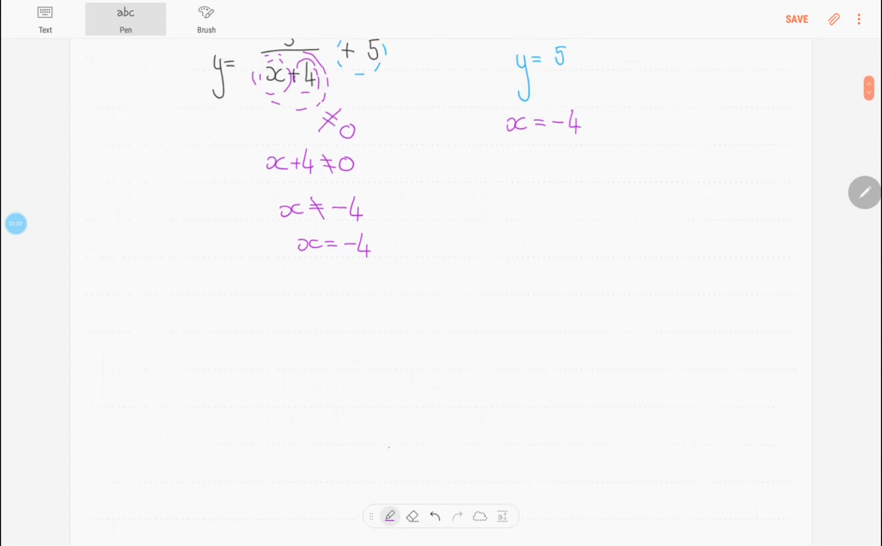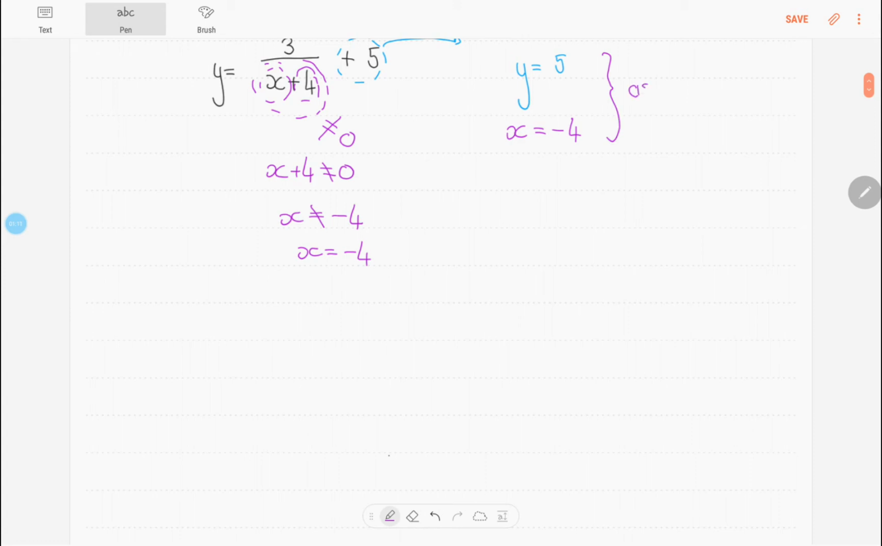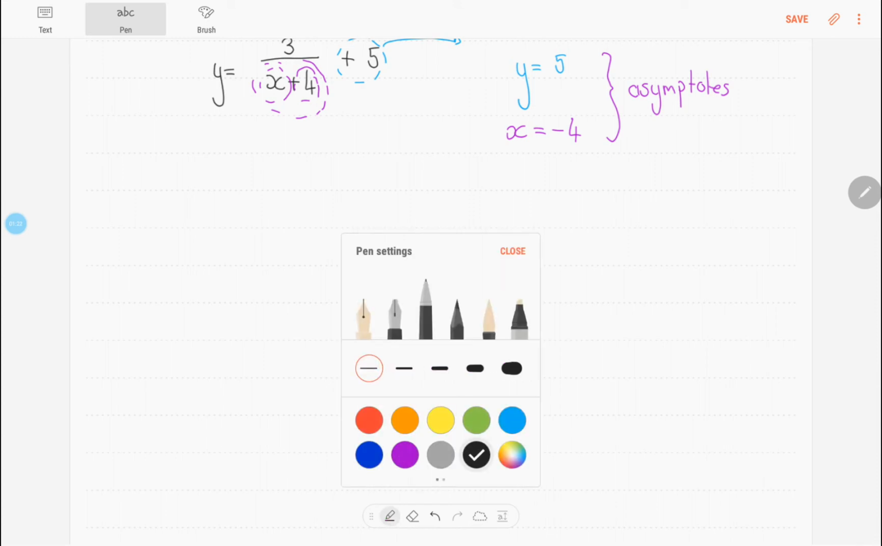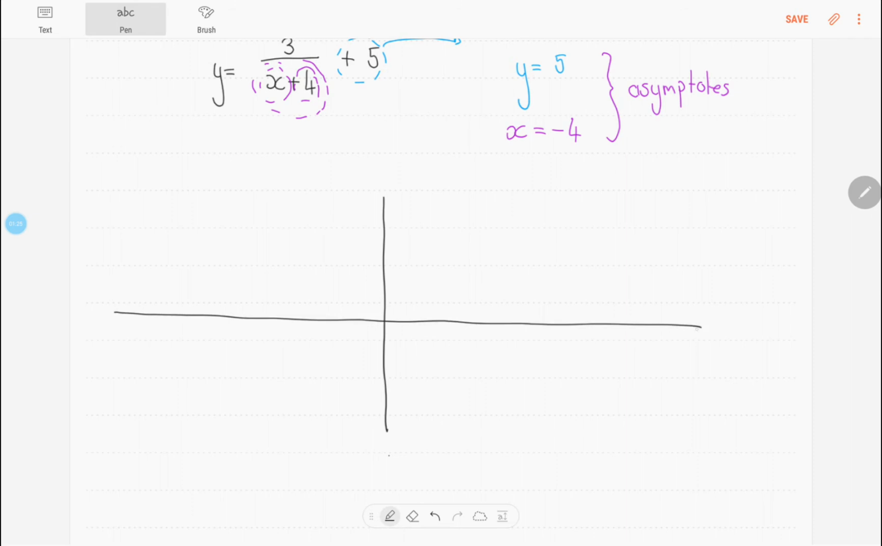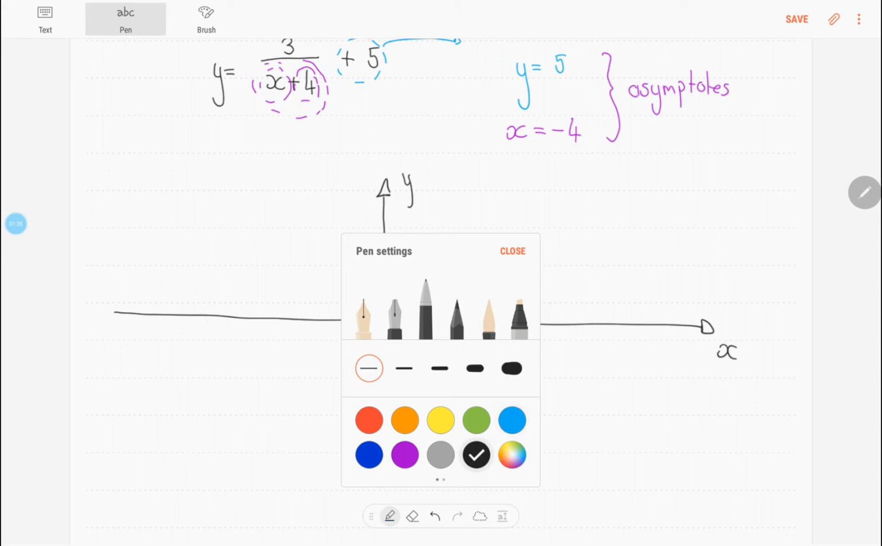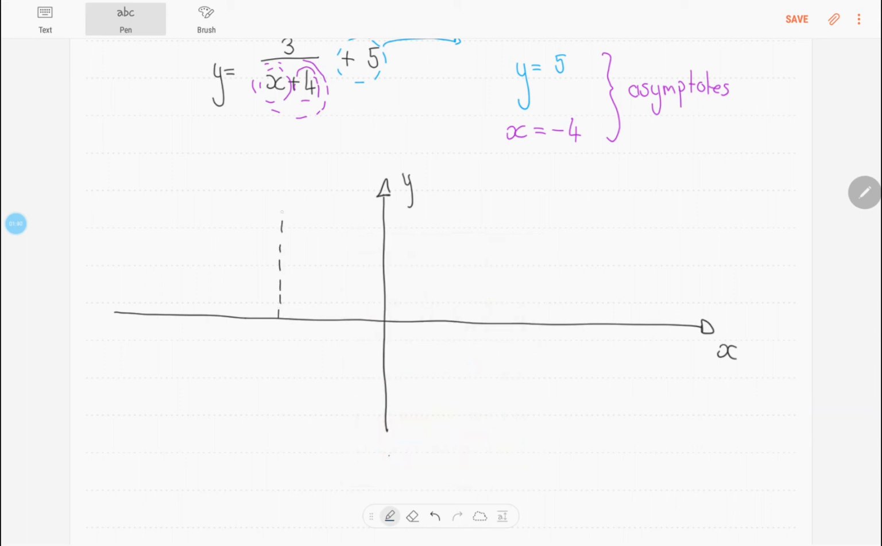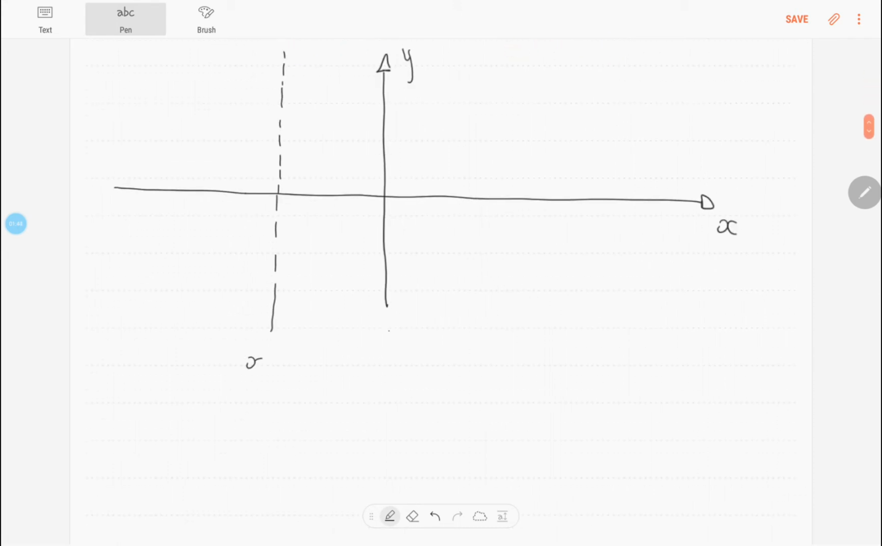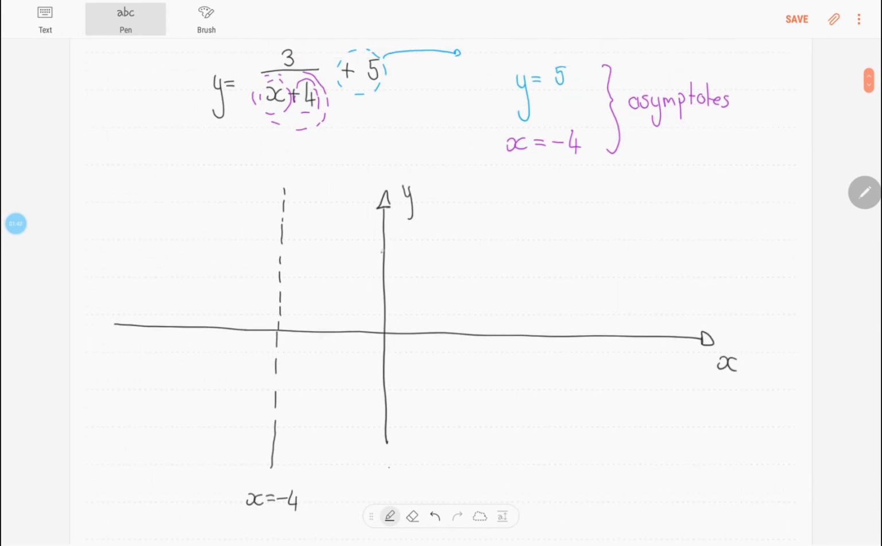Okay, so those are our asymptotes. Now we can look at sketching our graph. So your y and x axes, obviously. Label your axes. Before you start drawing a hyperbola, always draw your asymptotes first. So we have x is equal to minus 4, somewhere over here. Label that, x is equal to minus 4, and we have y is equal to 5. So our graph's going to look something like that.